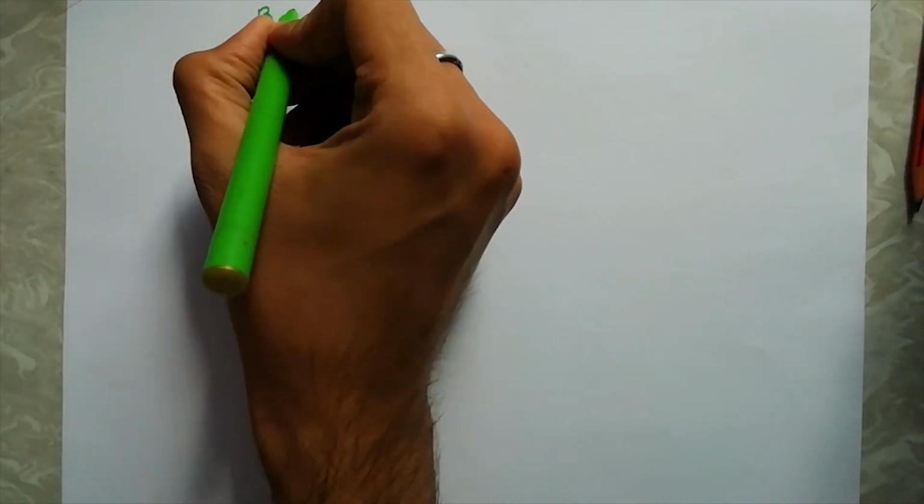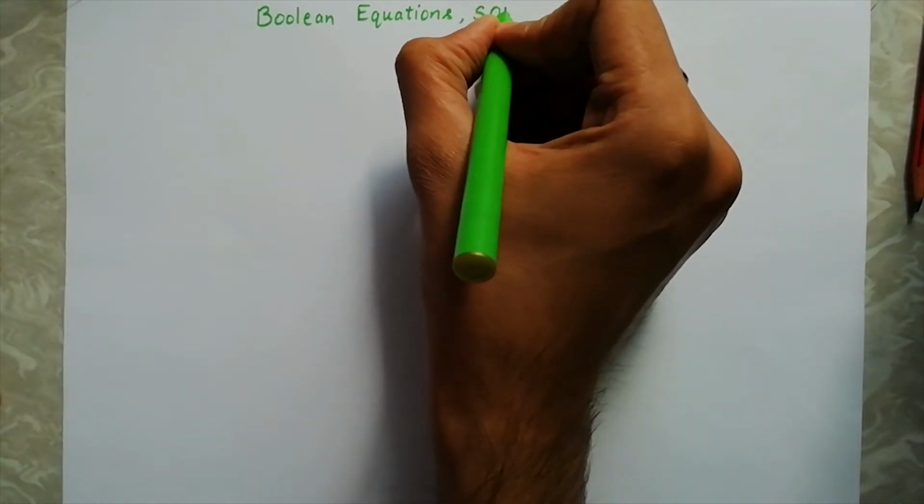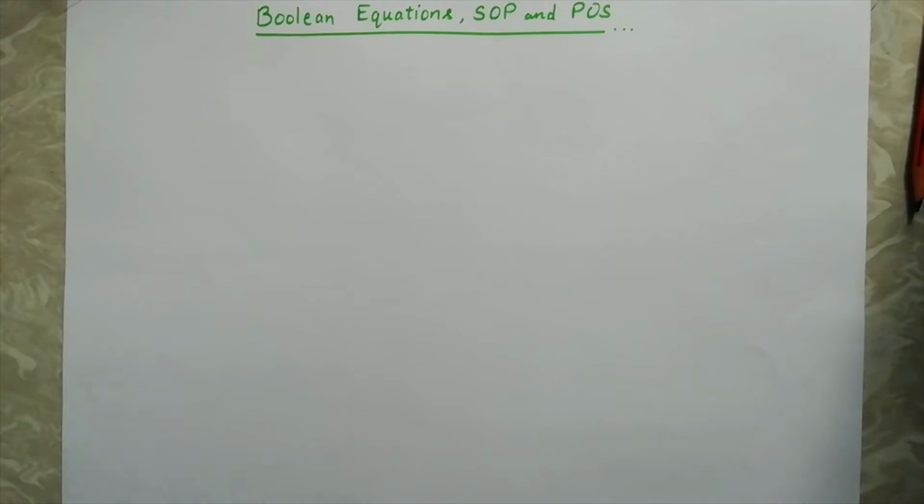Welcome to Electrotutes. In this video, we will learn about Boolean equations, SOP and POS forms of expressing a function. So let's get started.